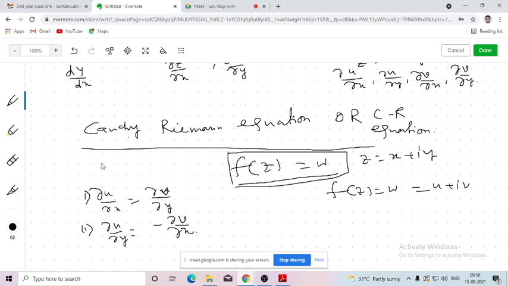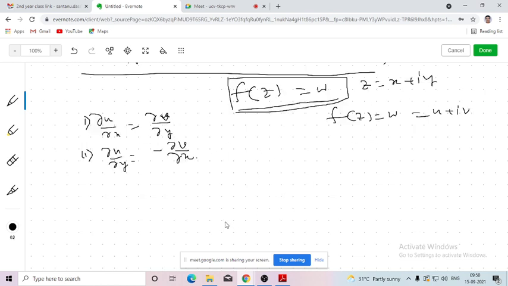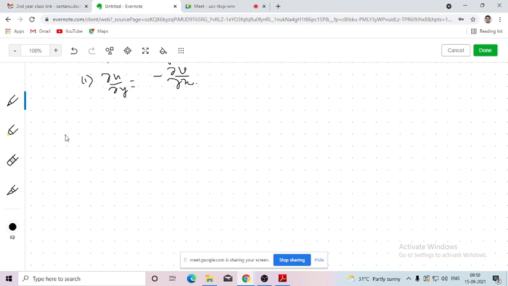One is the partial derivative of u with respect to x equals the partial derivative of v with respect to y, and the partial derivative of u with respect to y equals minus the partial derivative of v with respect to x. So if these two conditions are valid for a given function f(z), then we say that the function is satisfying the Cauchy-Riemann equation. Let me give one example.